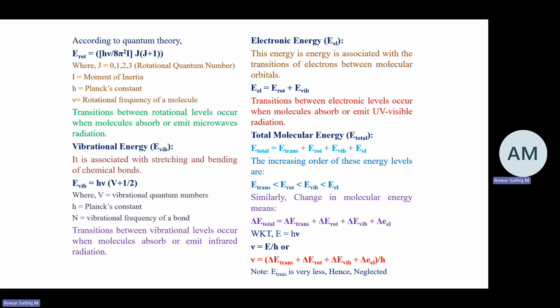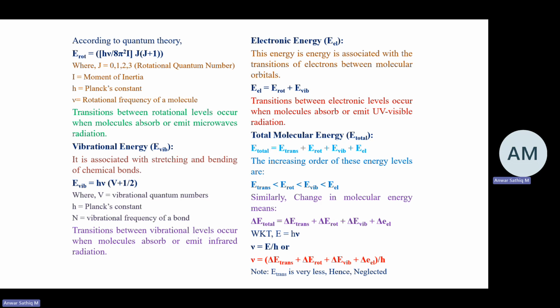The total molecular energy is represented by E total. It is the sum of E translational, E rotational, E vibrational, and E electronic energy levels. The increasing order of these energy levels is: E translation is always less than E rotational. E rotational is always less than E vibrational. E vibrational is always less than E electronic.